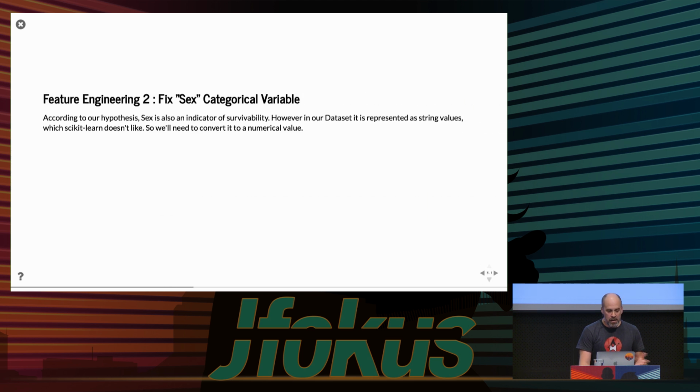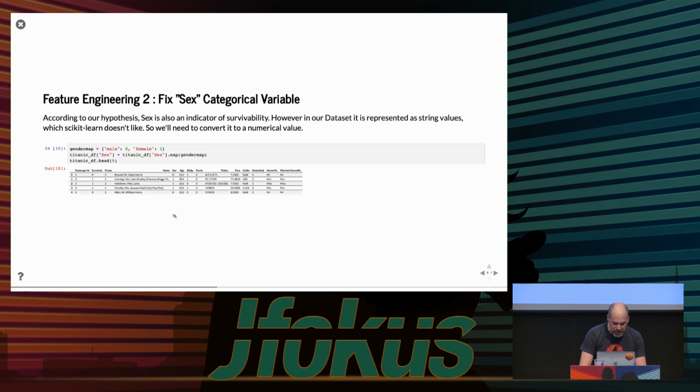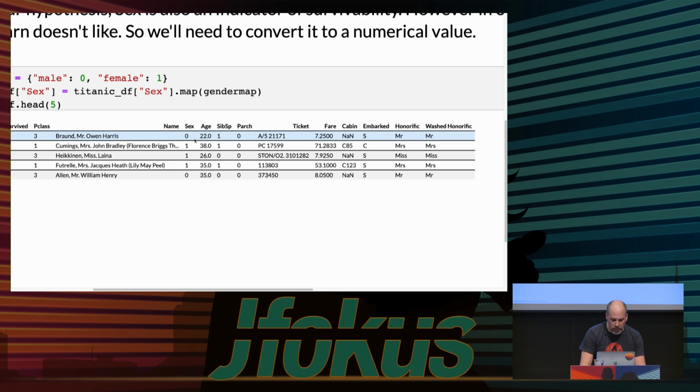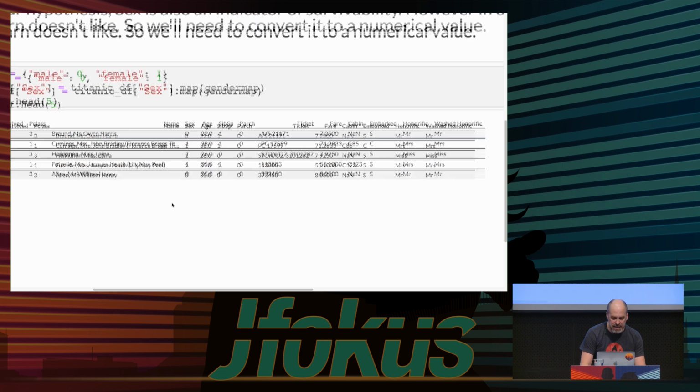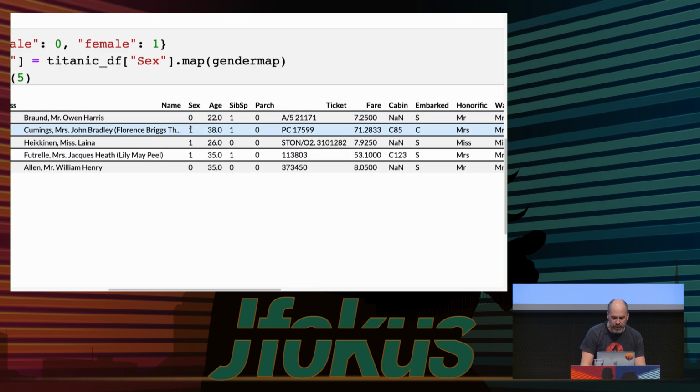So that's that done. The next bit of feature engineering isn't really feature engineering, it's just a fix, because my sex variable is a categorical variable, and it's currently set to male or female. So I've run some code here which changes it. Male is now set to 0, and female is set to 1.